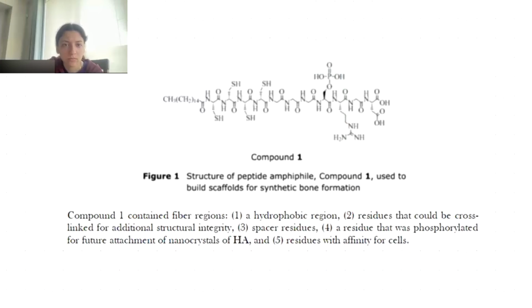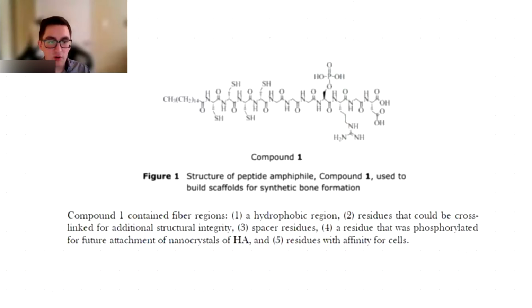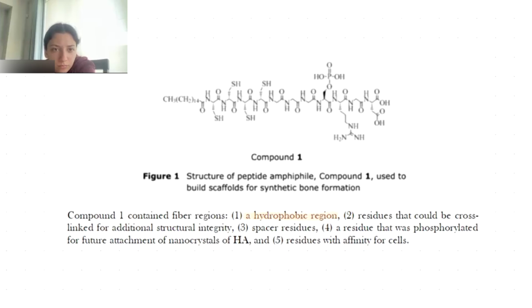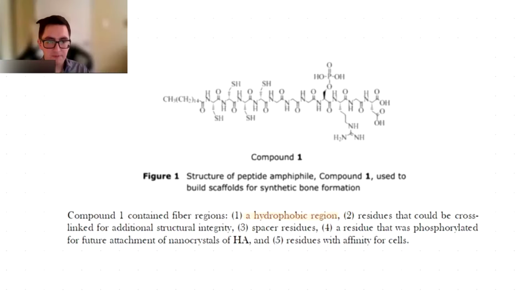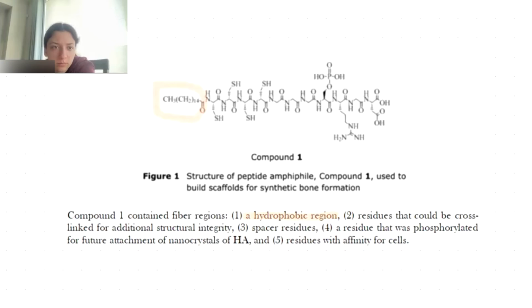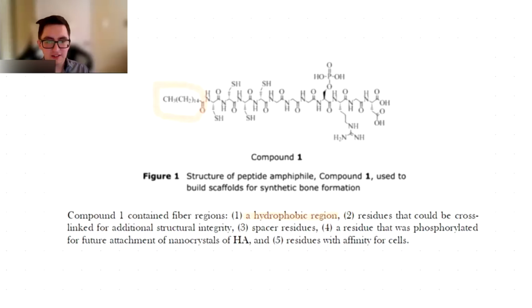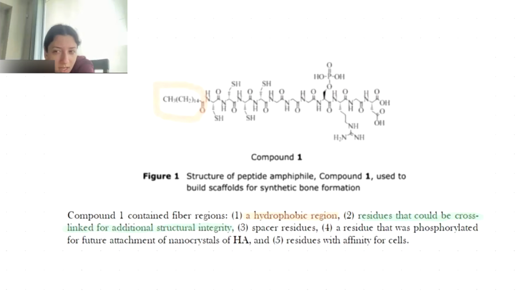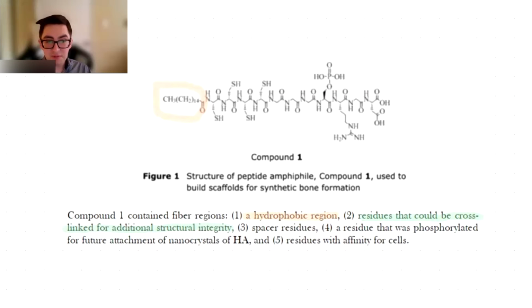Our second hint is in this paragraph 3, which I've copied, and it gives us these different regions. Just going through these regions, we start off with this hydrophobic region. So what is typically hydrophobic? Like the tail that's CH3 and CH2s. Yep. So we have that hydrophobic region. And then we have residues that could be cross-linked for additional structural integrity. What area would that be? The SHs? Yeah, so it does end up being the SHs. And these are cysteine groups.